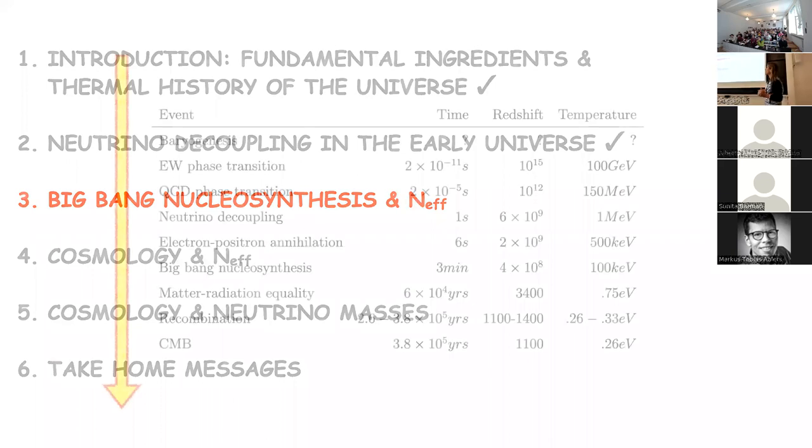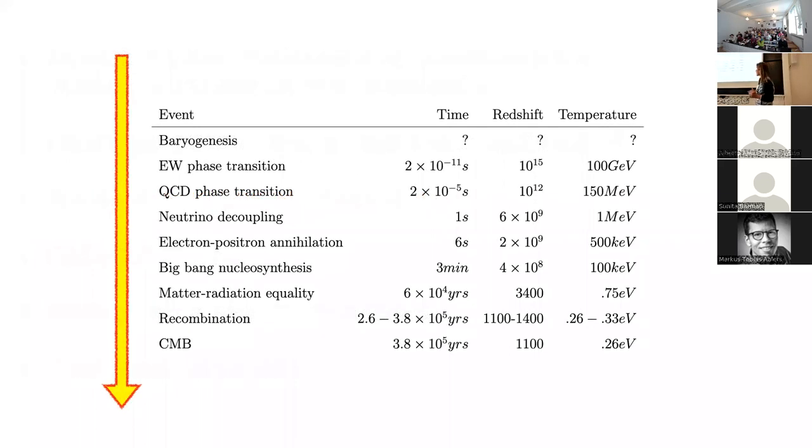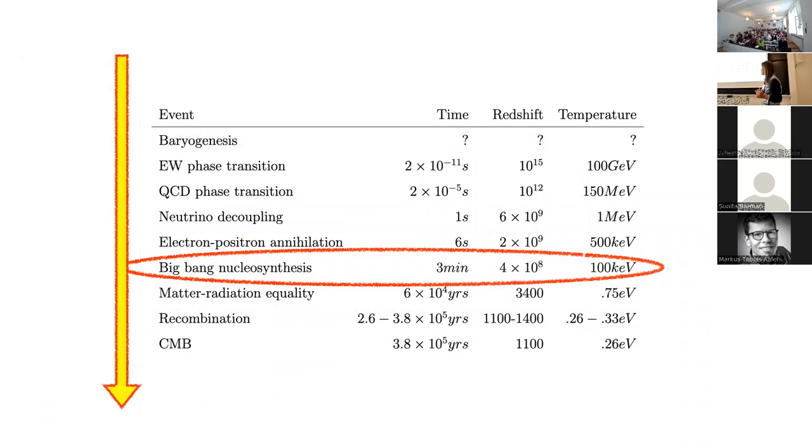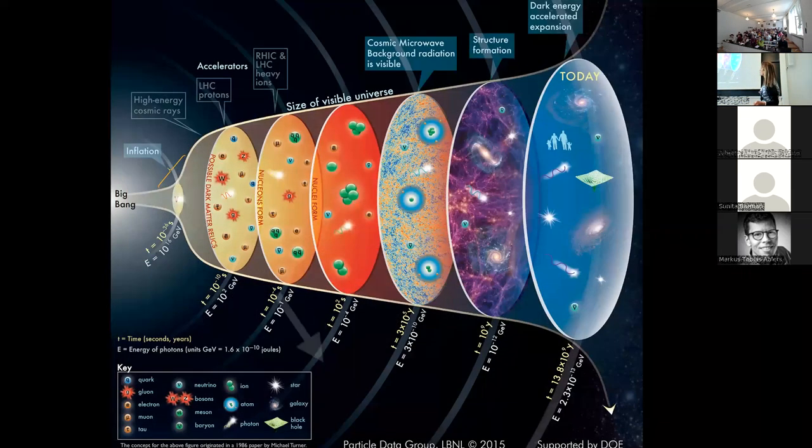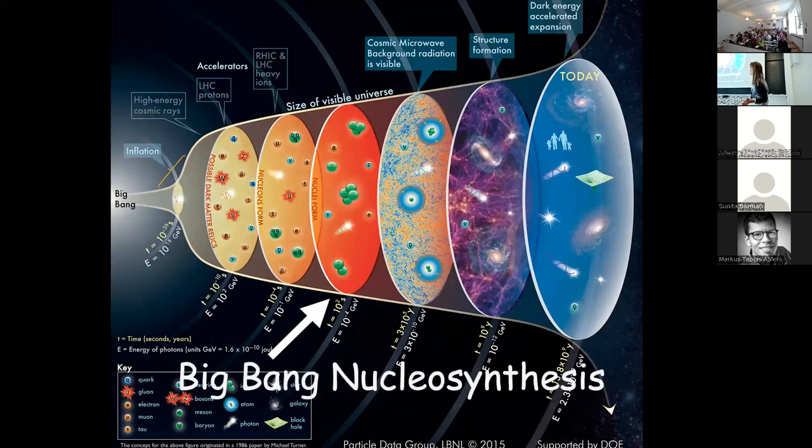Let's start with N effective. So let's go to the BBN period. We have seen the neutrino decoupling period, and electron-positron annihilation, which heats the photon bath, but not the neutrino one. That's why neutrinos are colder than photons today. And then we are here in the first 3 minutes of the universe, big bang nucleosynthesis, when the first nuclei form.